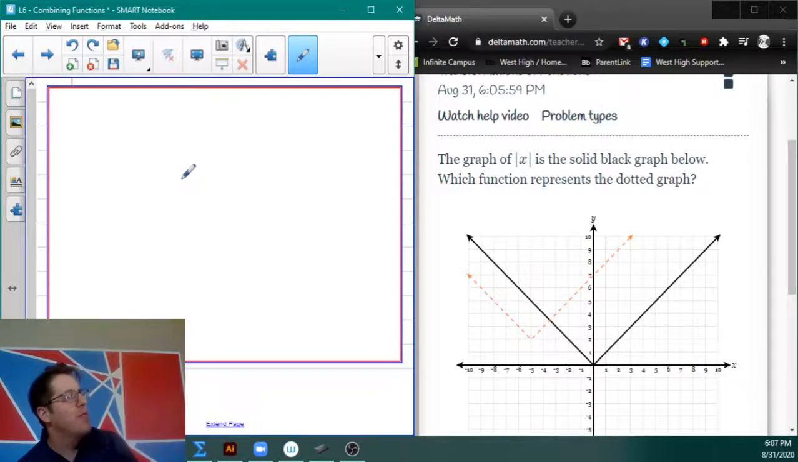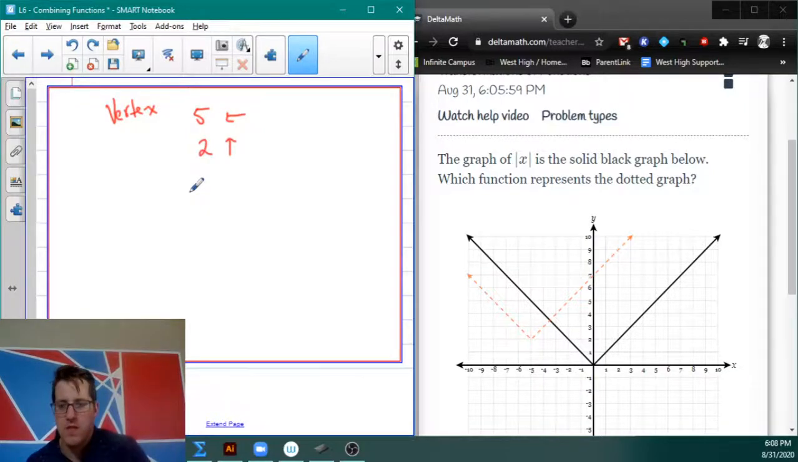All right, the graph of the absolute value of x is the solid black graph, graphed below. Which function represents the dotted graph? So, what I see is that the vertex has moved 5 units left and 2 units up. I'm seeing the same steepness, so it's not any taller or shorter, and it's not any thicker or thinner, or narrower or wider, however you want to say that.